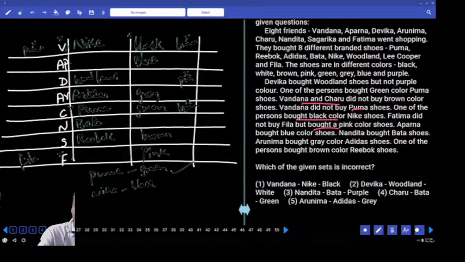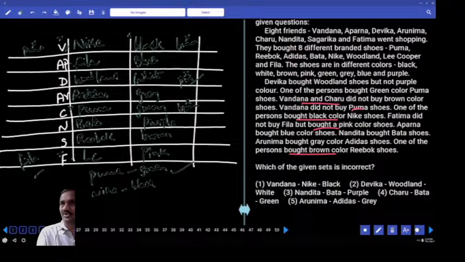Purple cannot be here, purple is here. If purple is here, what is the other color left over? White. Now this Woodland is white in color. One of the persons bought brown Reebok. Now Fila cannot be here, and this Fila must be here. And if Fila is here, what is the other company left over? Lee Cooper. Lee Cooper must be bought by Fatima.